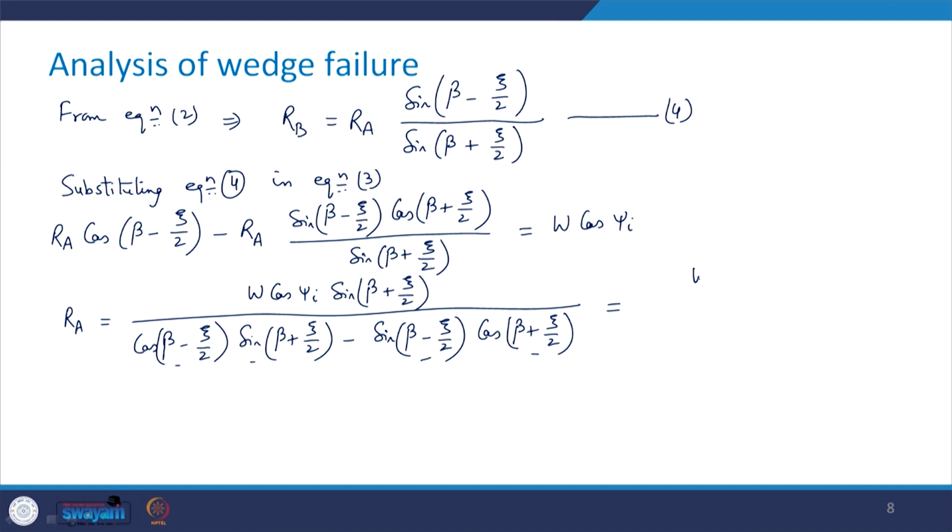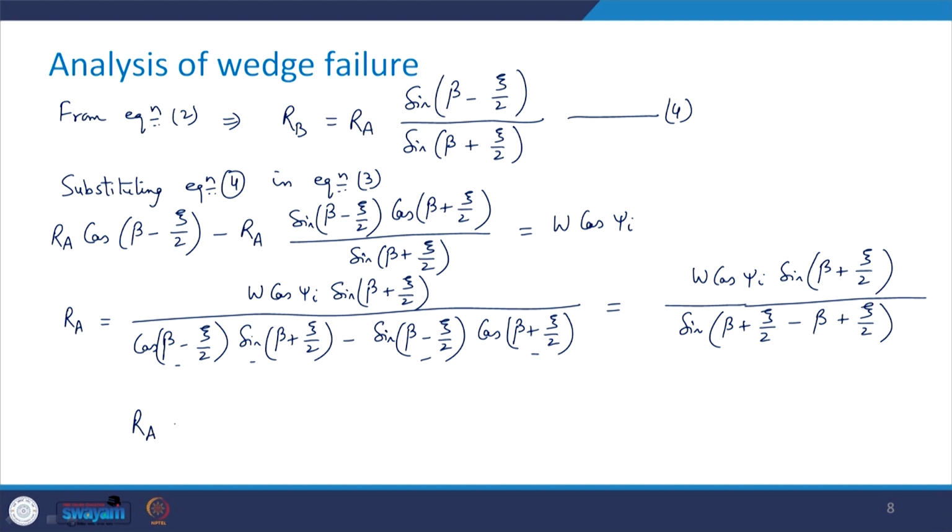So I will write it here as W cos of psi i sin of beta plus zeta by 2 divided by sin of A minus B. So, A I have as beta plus zeta by 2 minus beta, and this minus minus will become plus, and that is zeta by 2. So, Ra we can get from here as W cos psi i sin of beta plus zeta upon 2 divided by sin zeta. This is how we get the expression for Ra, and I am making it equation number 5.